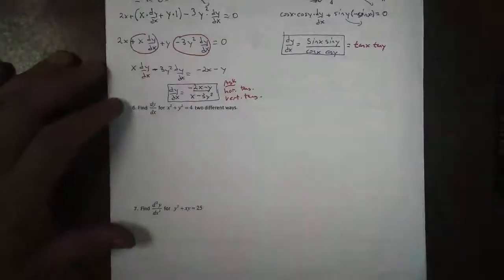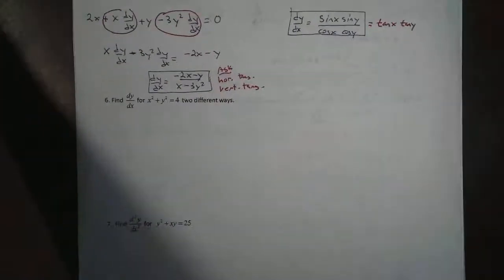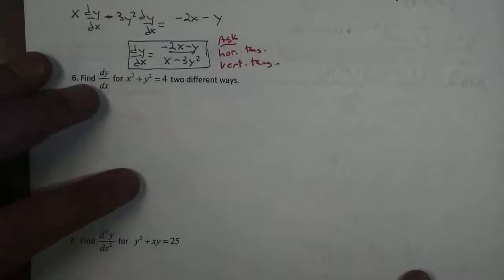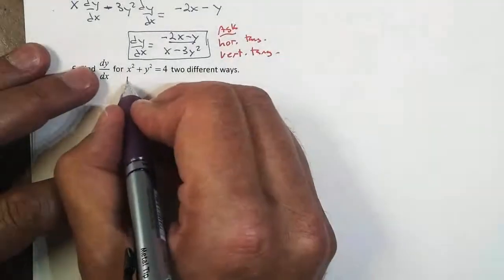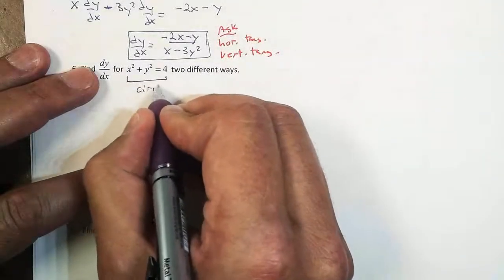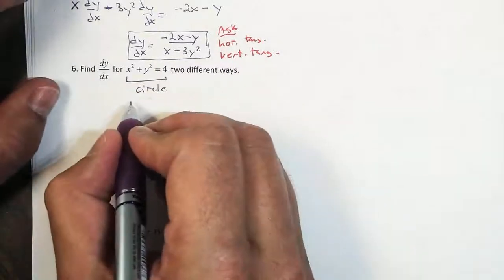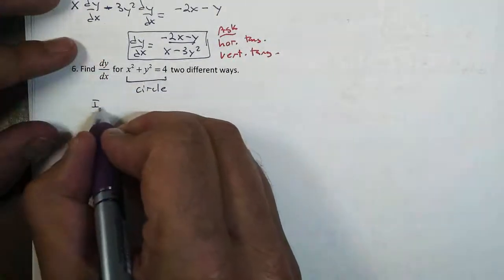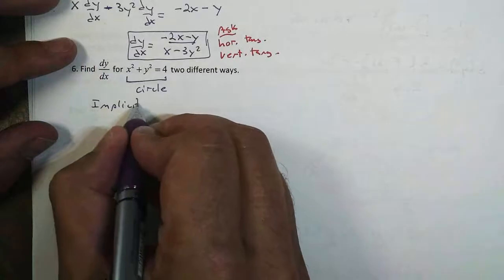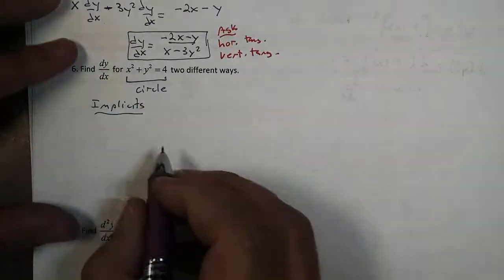Our next one, let's take a look here. Now we're going to take a look at this equation. We're going to take a look at two ways to take the derivative here. We should recognize this shape as a circle. So the first way I'm going to solve it is using my new rule, implicit differentiation.